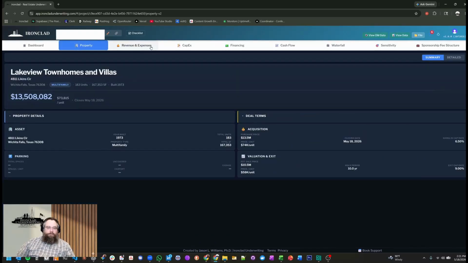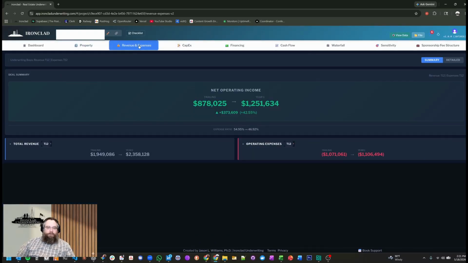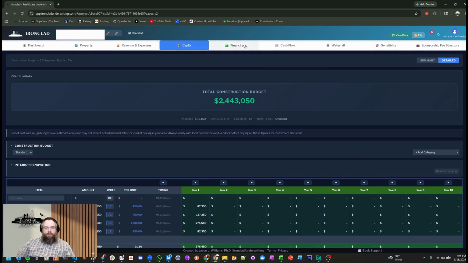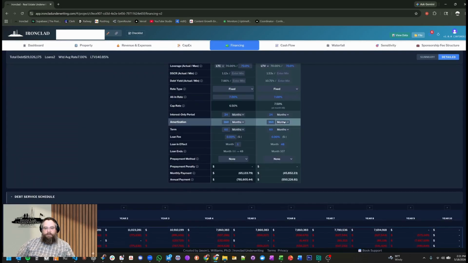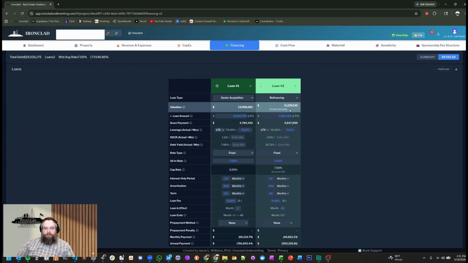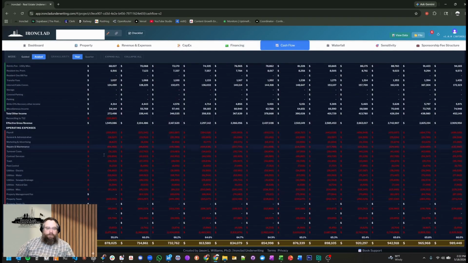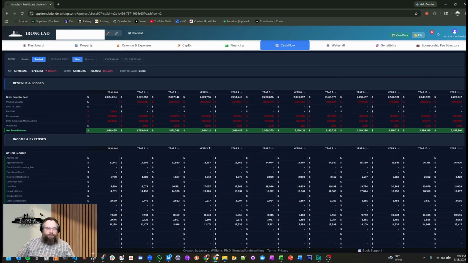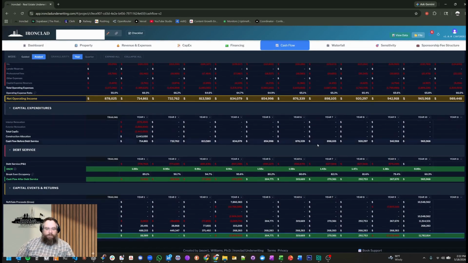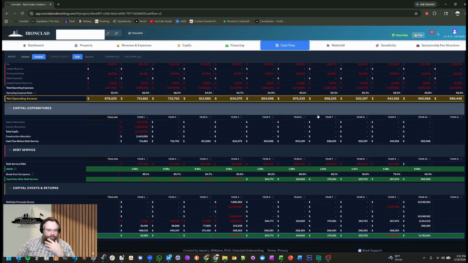So far, we've done revenue and expenses. We've done CapEx, financing. We're getting up there. But ideally, this loan would be high enough to pay off the ending balance on this loan. And then the cash flow here. See, all the expenses are going to be red, and in parentheses, all the positive values are just going to be white. Just makes it easy to see what's what.